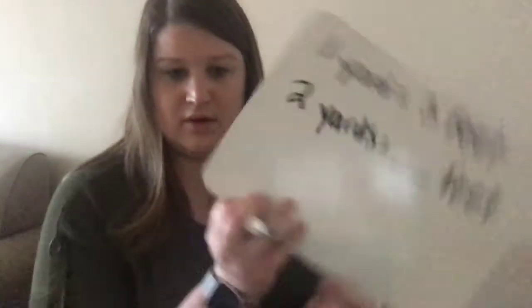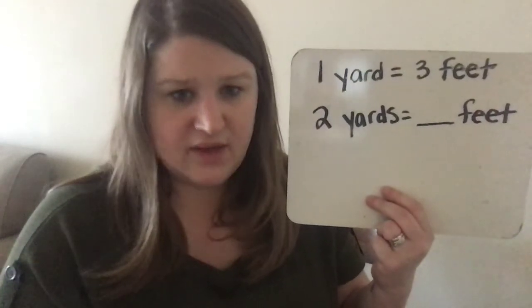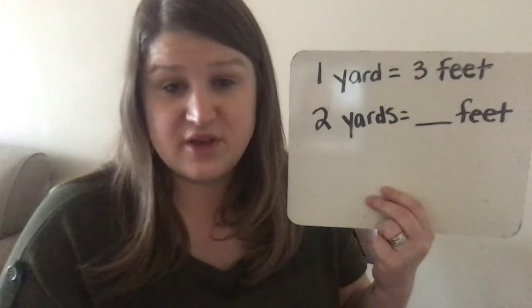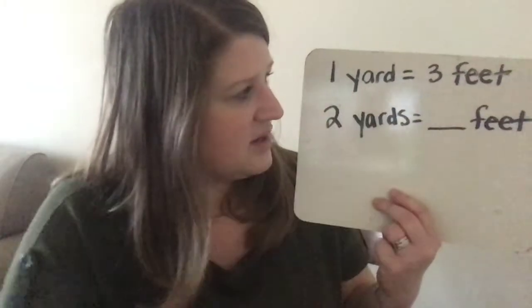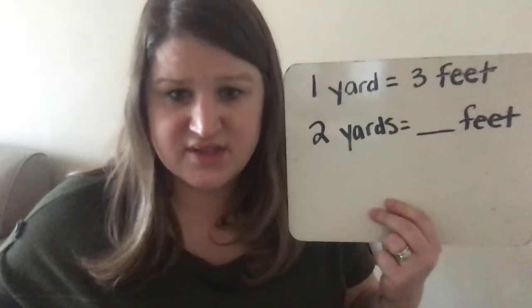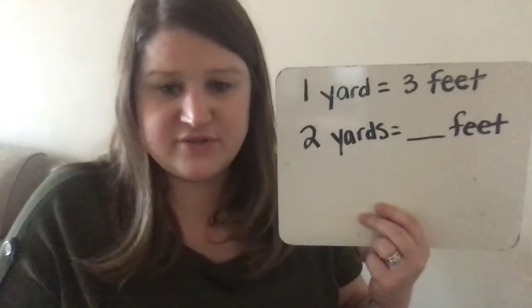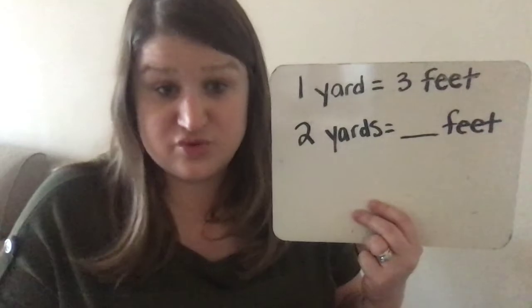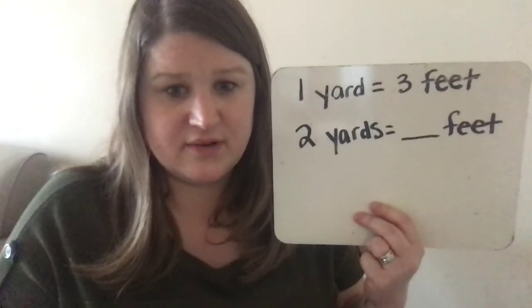I'm just writing this down for you. What if you have 2 yards? How many feet is that going to be? So you could probably solve this in your head. If you can, I'm going to explain it to you. 1 yard equals 3 feet. Well, now I have one of those yards, so I have at least 3 feet. And then I have another yard. So what do I have to do in order to figure out, if I have 2 yards, how many feet is that? I want you to think about it.